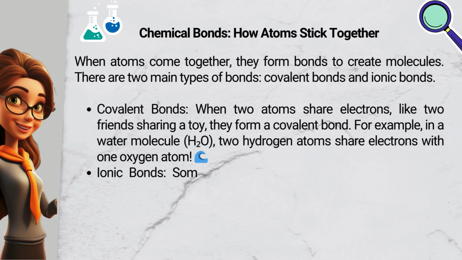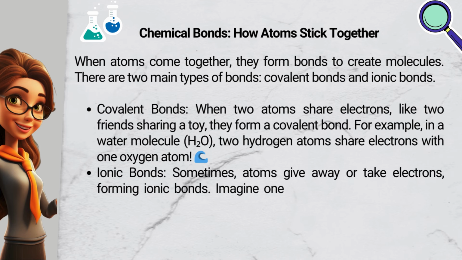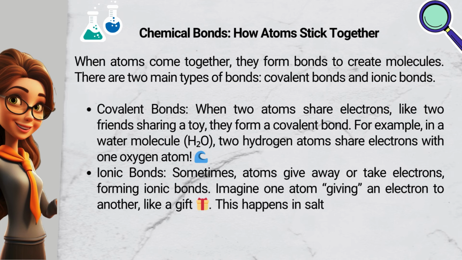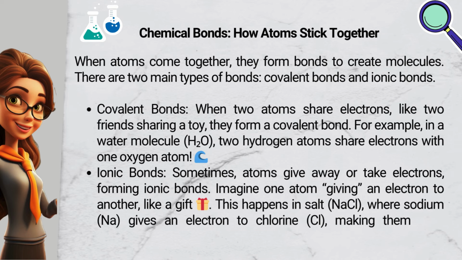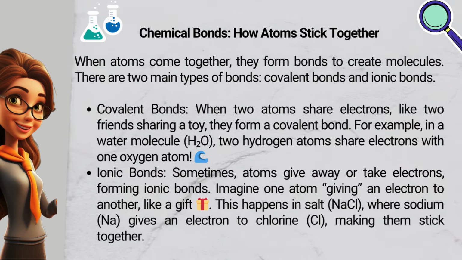Ionic bonds: sometimes, atoms give away or take electrons, forming ionic bonds. Imagine one atom giving an electron to another like a gift. This happens in salt, NaCl, where sodium, Na, gives an electron to chlorine, Cl, making them stick together.